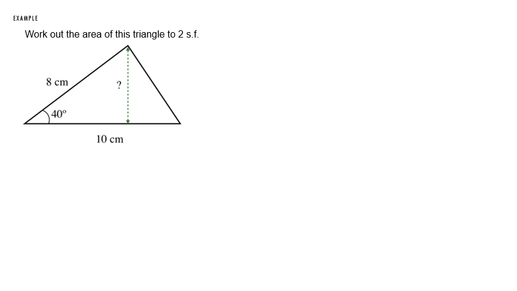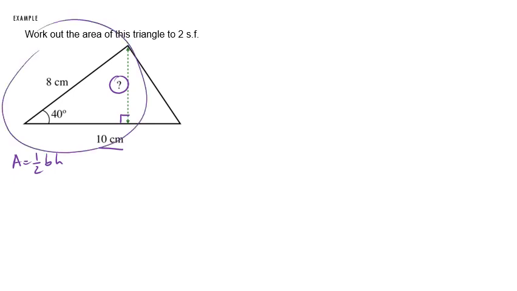We need to calculate the area of this triangle, and we know with triangles the area is always half times the base times the height. We know the base, we need to find the height. And remember, this is the perpendicular height, so it's at 90 degrees to the base. And that gives us this right angle triangle here that we can use our standard trig functions on.